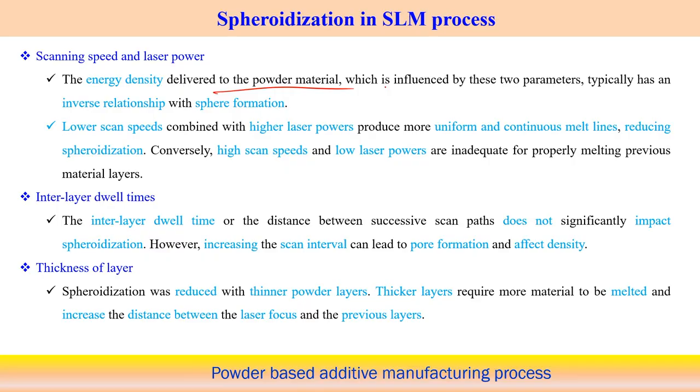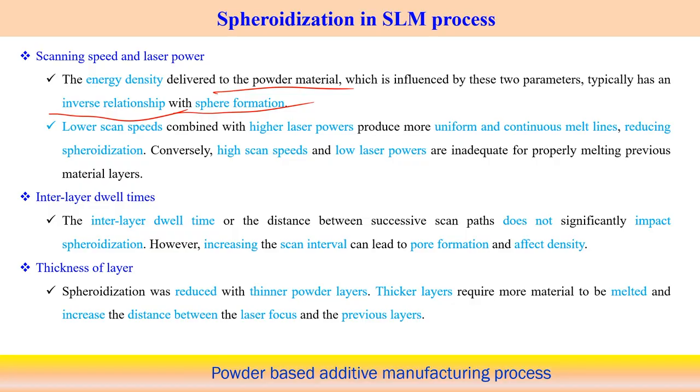Other parameters associated with the spherization effect are the scanning speed and the laser power. The energy density delivered to the powder material by the laser depends on what scanning speed and laser power you utilize. So the energy density depends on these two parameters, and it has an inverse relationship with sphere formation.